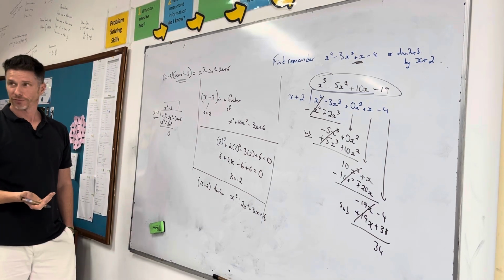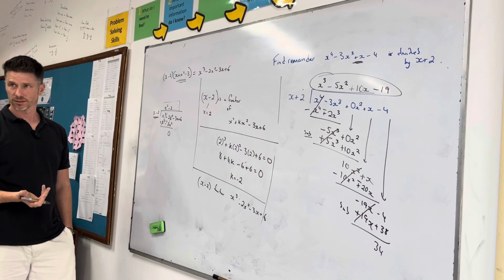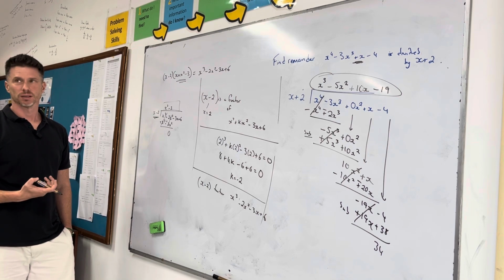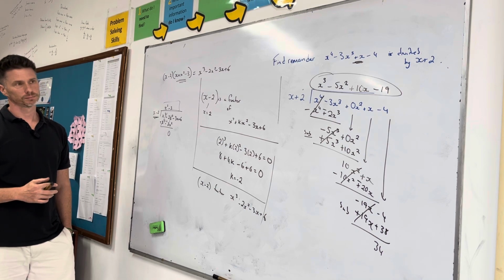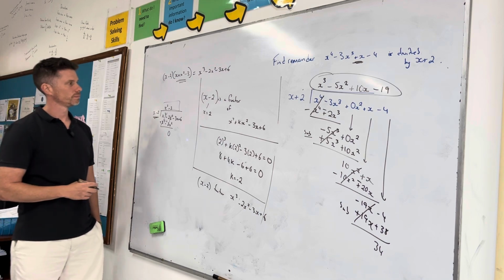You didn't fully factorize yet, though. Is it fully factorized? x minus 2, x plus 3, x minus 3. So there's the 3 factors. There should be 3 factors. So we get this.